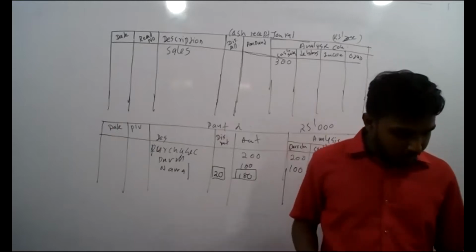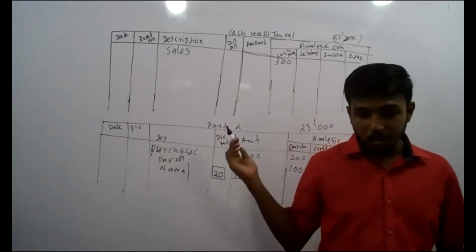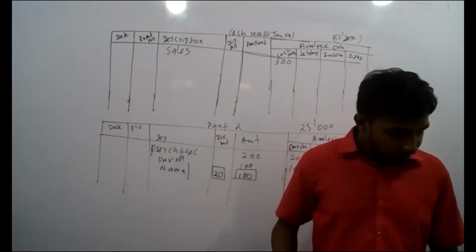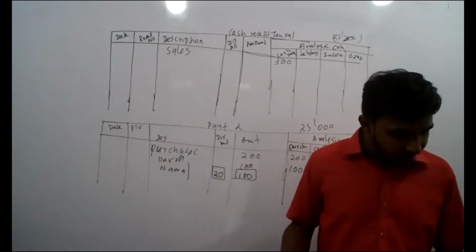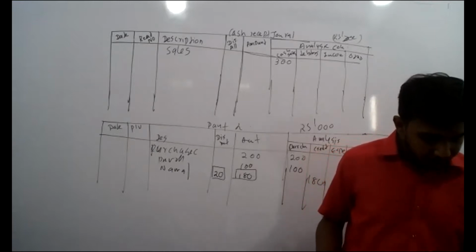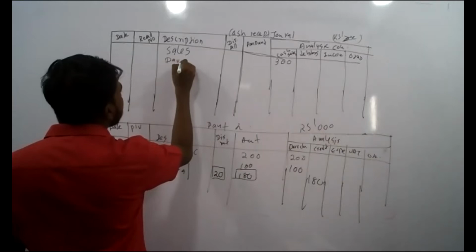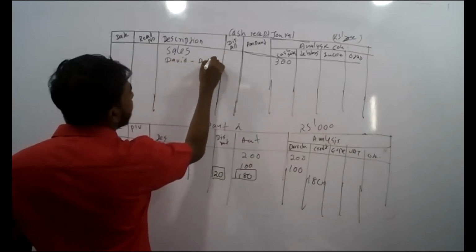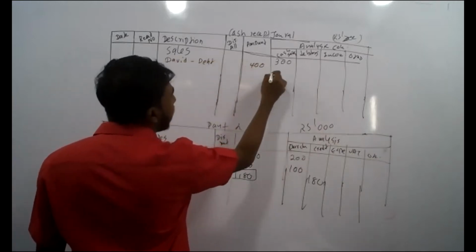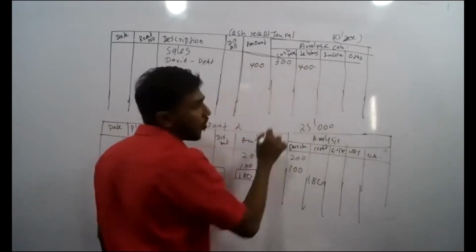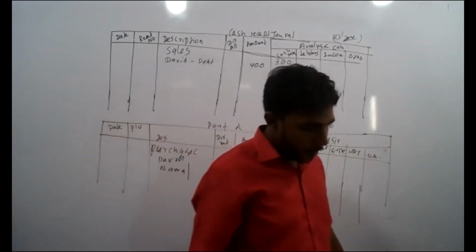Credit purchase from Anurag, you don't need to take it because it's posted to the purchase journal. Credit sales, return invoice. Receipt of cash from David, 400. So here, David, the amount is 400. You have to pick it up. The debtors column is 400. Clear?